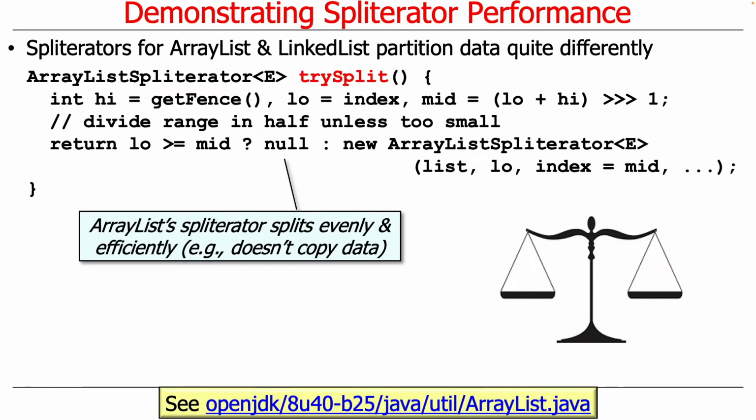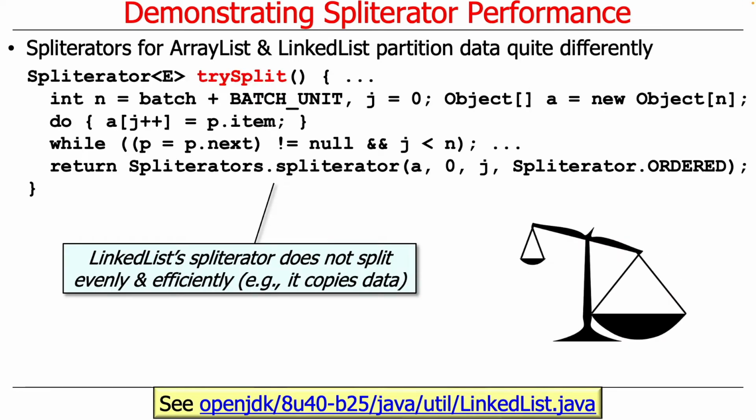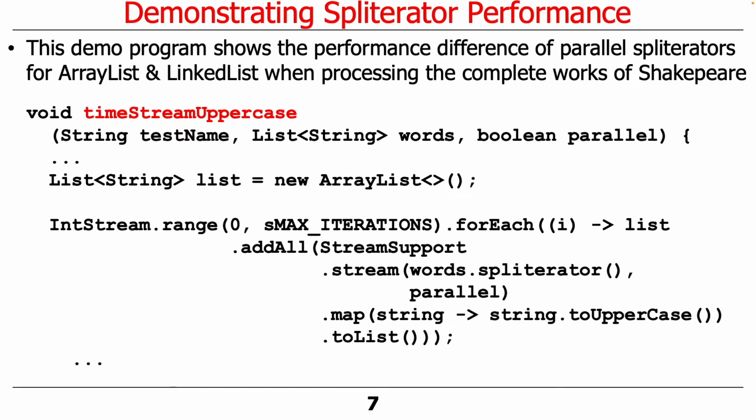We saw before that the ArrayList splitterator does these nice splits in constant time, doesn't copy any data unnecessarily, and splits evenly. And then we also saw how the LinkedList splitterator does not split evenly, does not split efficiently, and it copies data. So you would expect there to be some consequence of the difference between those two implementations, and in fact there are.